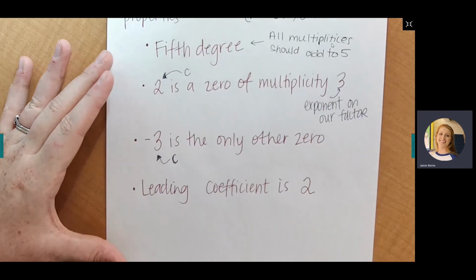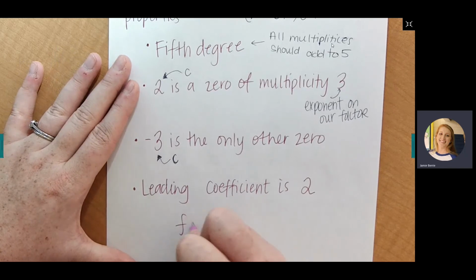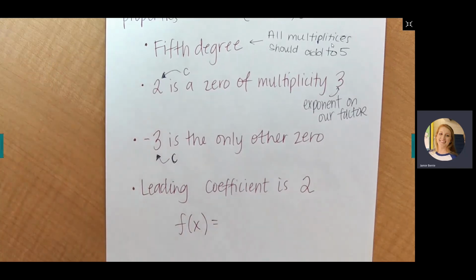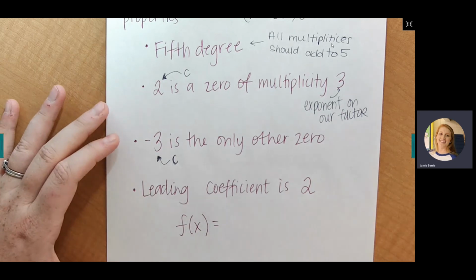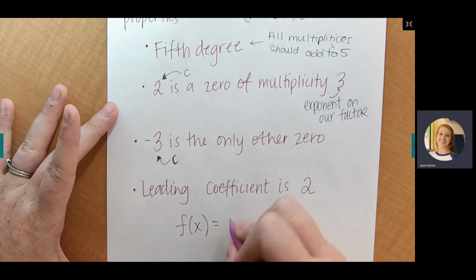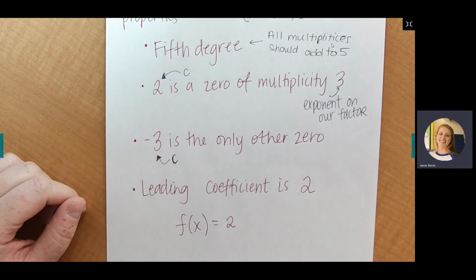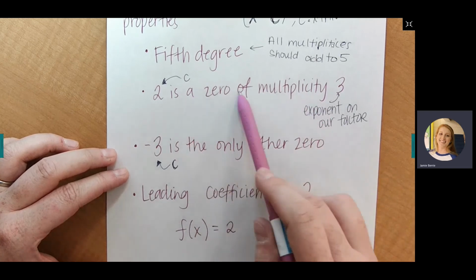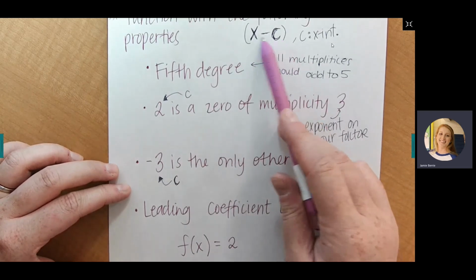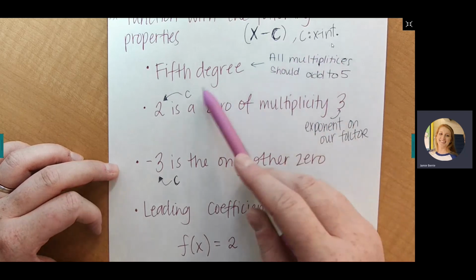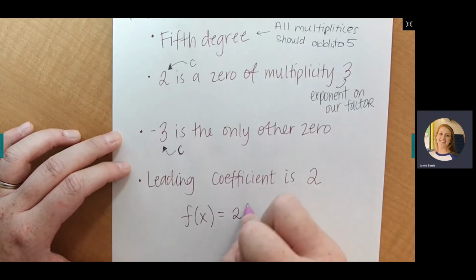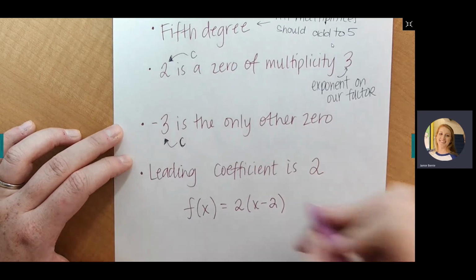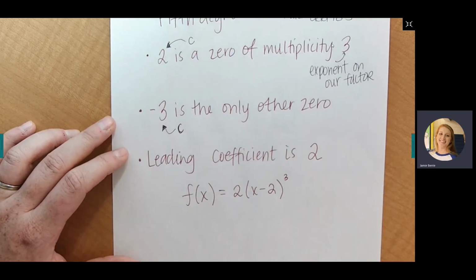All right, so let's start constructing our polynomial. We'll just call it f of x. Doesn't matter what you call it. You could call it p of x for polynomial. I'm just using function notation because they use the words polynomial function in the problem. Leading coefficient is 2. Go ahead and write that in the front. Let's go ahead and construct our first factor. 2 is a 0 of multiplicity 3. If our factors have to have the form x minus c, where c is the x-intercept, that's going to be x minus 2, and it has a multiplicity of 3, so that's going to be the exponent on that factor.